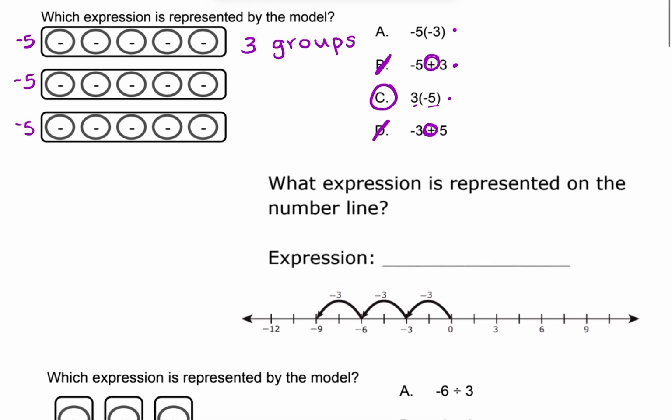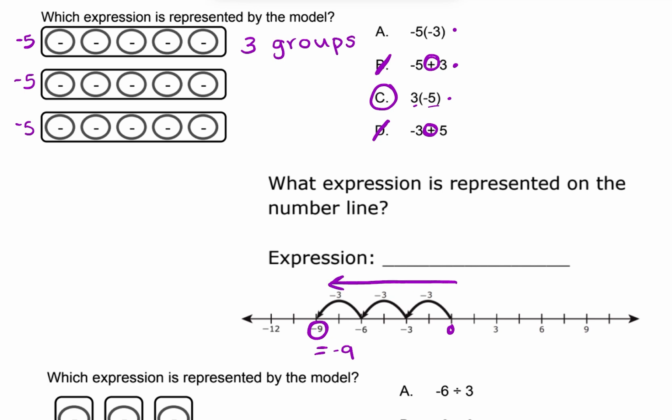All right, let's look at the next one. What expression is represented on the number line? So on this number line, again, we start at 0, so I have my 0. Where it ends is what it equals. So this equals -9. And I have hops.